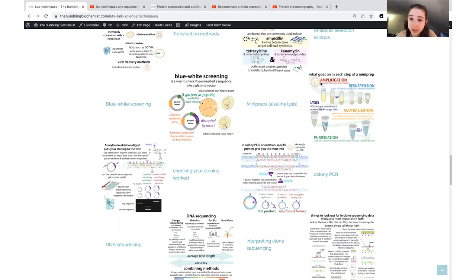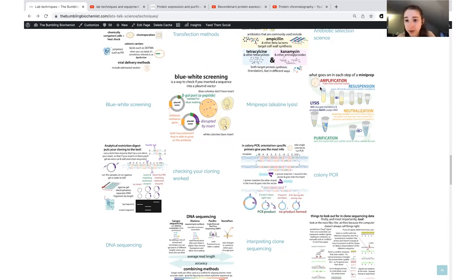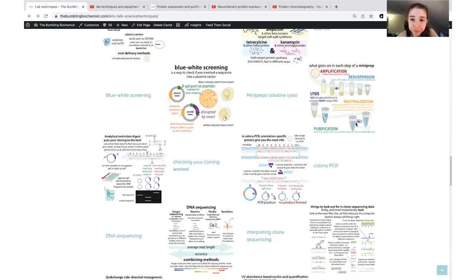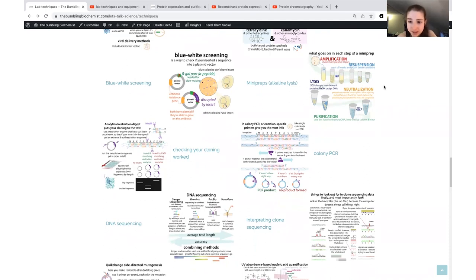You can then pick colonies. Take a little pipette or something and put it in some liquid media, so some liquid food, on a small scale, like 5 mL, and let this grow overnight. Then you can isolate out those cells, break the cells open and purify out the plasmid with these kits. They typically have a spin column in there. They're fairly easy to use.